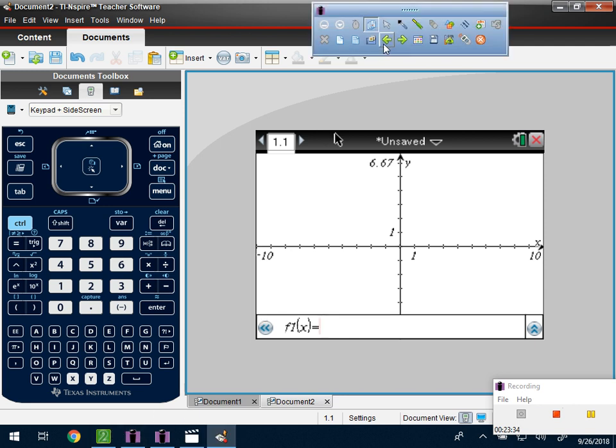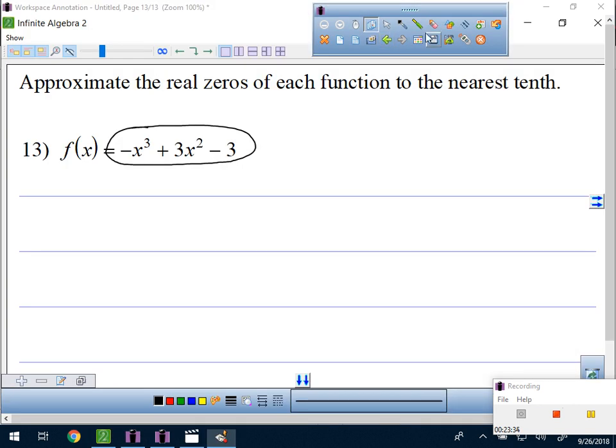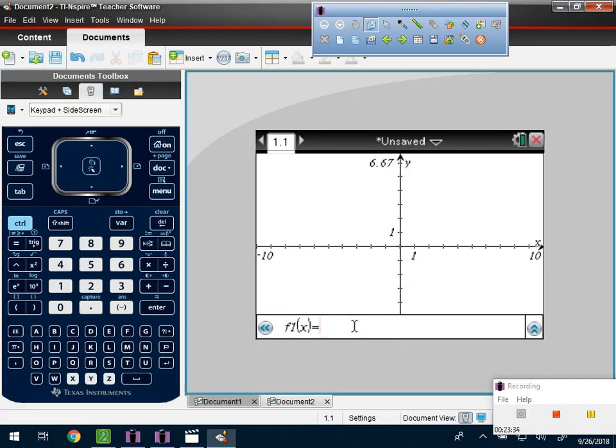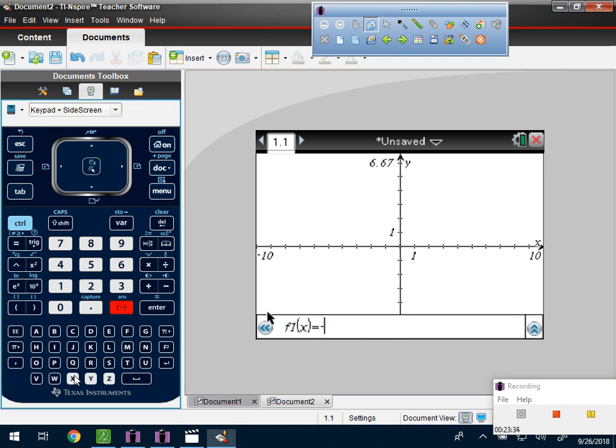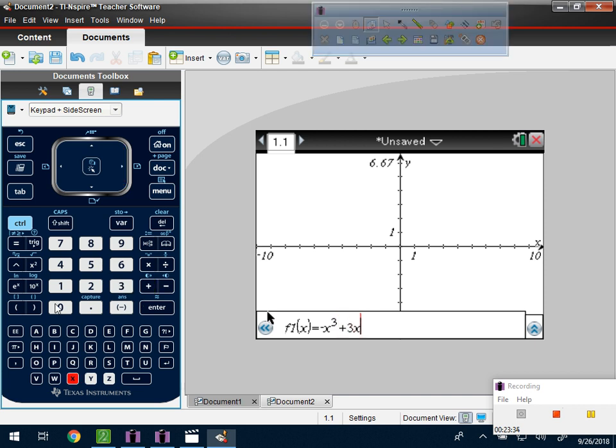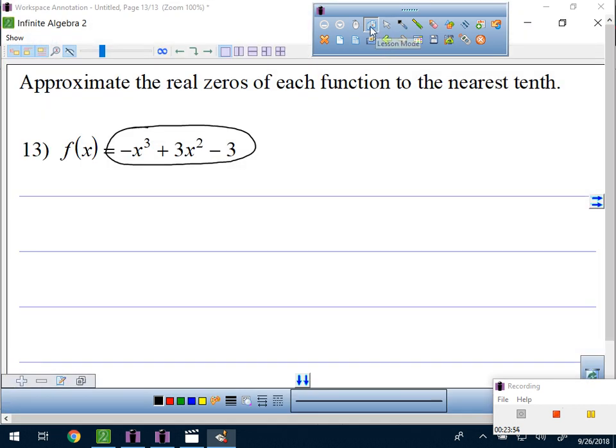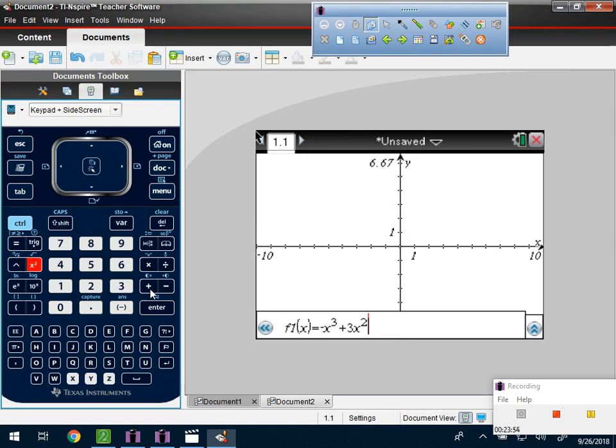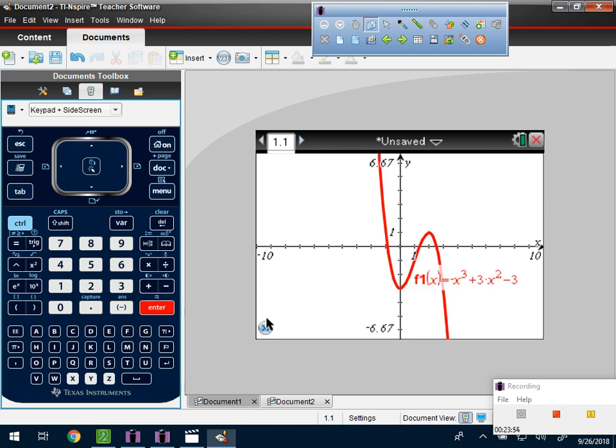Let me go back. So I'm going to have negative x cubed plus 3x squared. So let me write that. Negative x cubed, and I'm going to put plus 3x squared, and then let me go back to it right quick, minus 3. And so if you type that into your calculator, here's the graph that you would get. And so let me go back to the problem.